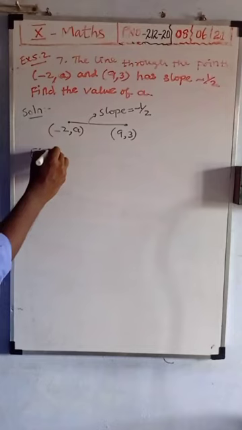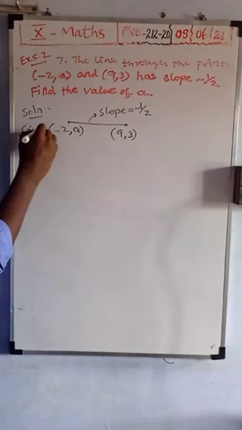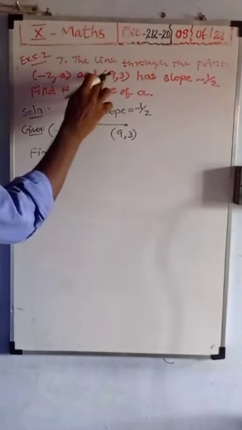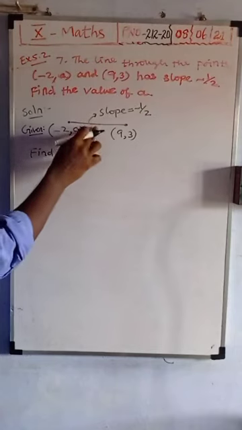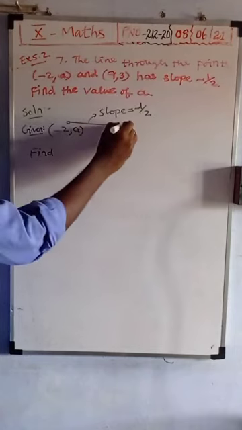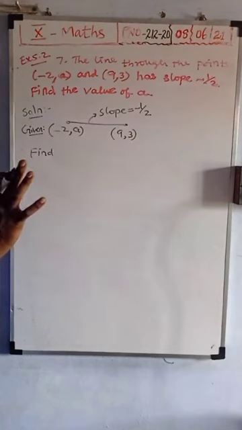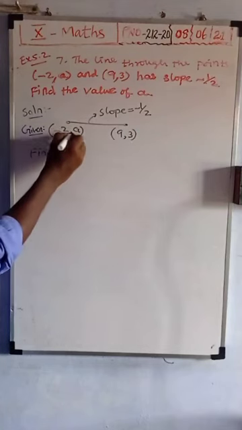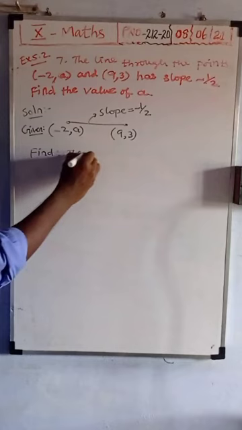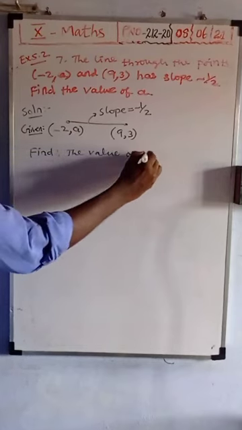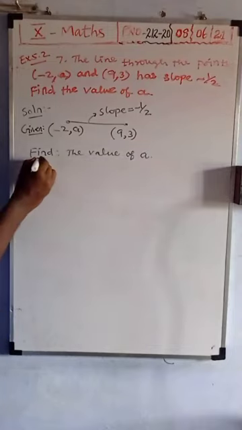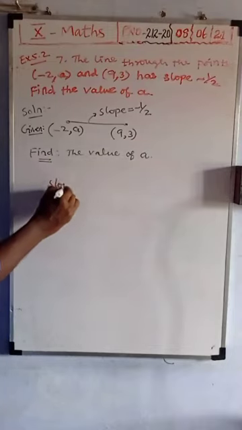It is given that the line passes through these 2 points, and the slope answer is given. We want to find the value of a.